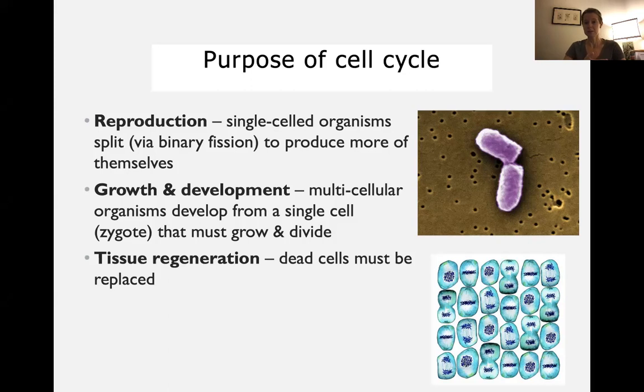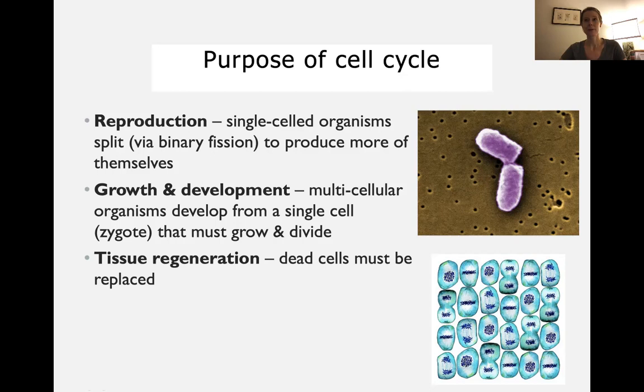The purposes of the cell cycle: cells need to do certain things. These are the three main reasons why cells will grow and divide. This is mostly about cell division. So reproduction: single-celled organisms, prokaryotes, like bacteria, reproduce just by splitting in half. So they make clones of themselves. So reproduction is one purpose of the cell cycle for single-celled organisms. And you can see that picture here, this little purple bacterium just splitting in half, making another one of itself.